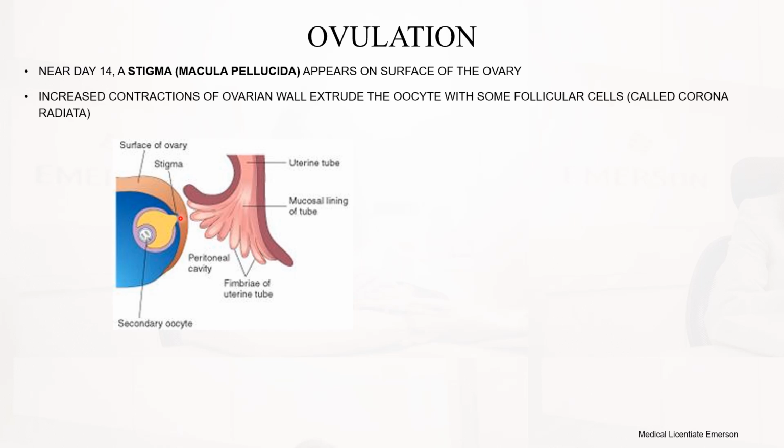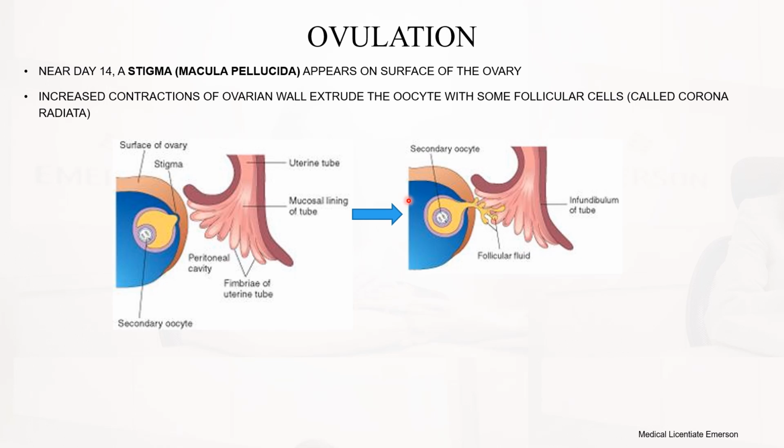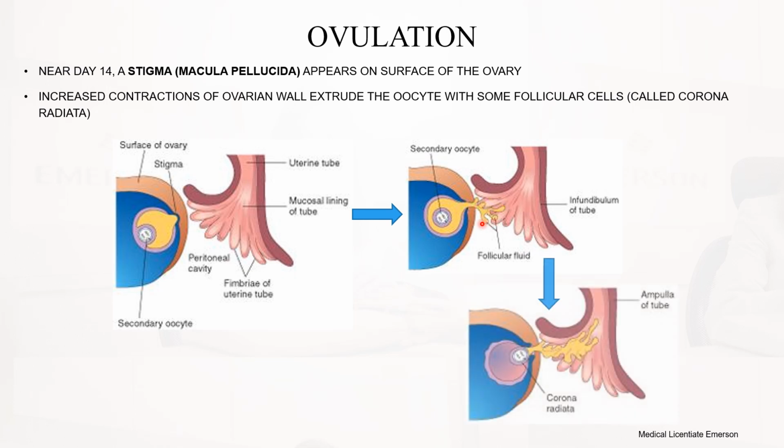Increased contractions of the ovarian wall extrude the oocyte with some follicular cells called the corona radiata. What we're saying is that, remember, after the stigma starts to have the follicular fluid, after it ruptures, the follicular fluid goes and attaches to the infundibulum of the tube. Then the cell starts coming out of the ovary into the infundibulum. When it's coming out, there are increased contractions of the ovarian wall, so it is extruded together with some follicular cells. Those follicular cells we now refer to as the corona radiata.